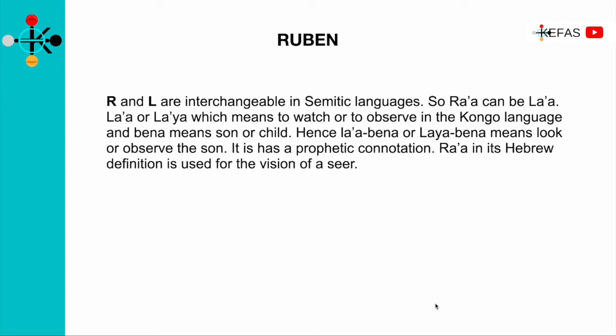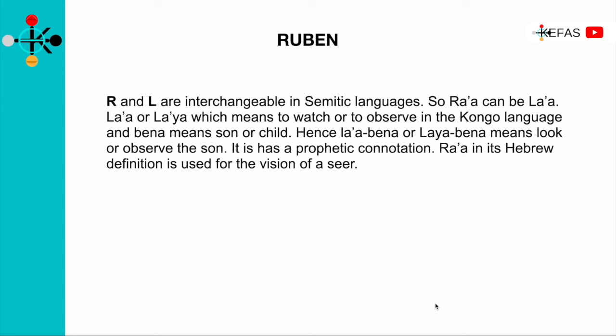Now, the letter R and L are interchangeable in Semitic languages. Now, Bantu language is a Semitic Hamitic language, so Ra can be La or Laya, which means to watch or to observe in the Congo language, and Bena means son or child. Hence, La Bena or Laya Bena means look or observe the son. And it has a prophetic connotation.